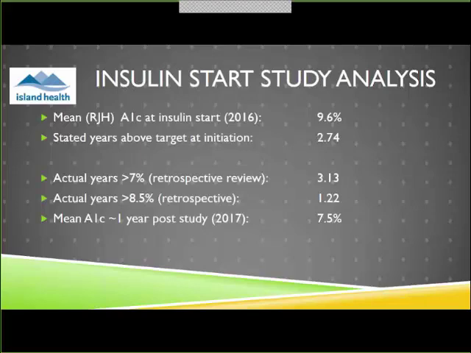So the stated years above target was about 2.7 years. I broke it down two ways: the years above the A1C target, which for most patients is 7% in most places in the world. So that was about 3 years above 7%, and above 8.5% is just over a year.